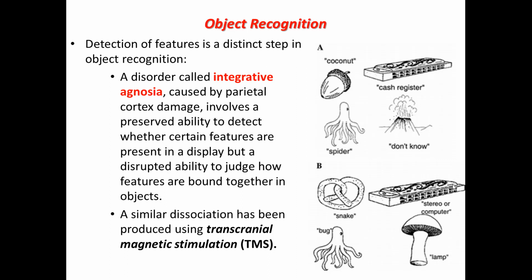A similar dissociation can be produced using transcranial magnetic stimulation. TMS is a technique in which a current is passed through a coil, which is placed on top of the scalp, and that current induces a magnetic field that affects neurons that are very close to the scalp. And this magnetic field disrupts the electrical activity of these neurons. So disrupting parietal lobe activity can lead to integrative agnosia or symptoms like integrative agnosia in subjects in an experimental condition as well.